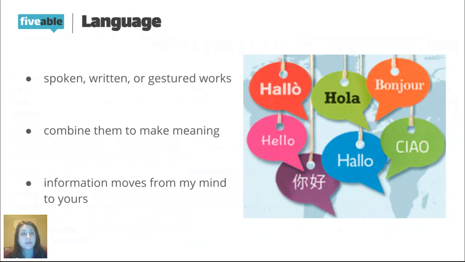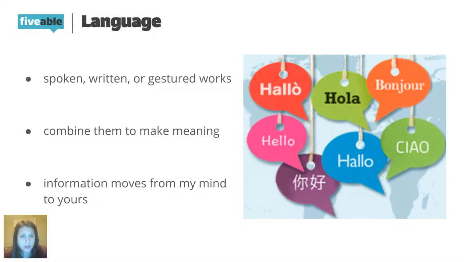And so we combine these words or these gestures into different combinations, and then when I hear those or read those or see those, basically information is moving from your mind to mine. It's actually kind of cool, right? If you think about what language actually is, it's things happening in my head moving to your head and you understanding them through basically sounds or squiggly lines on a paper. So it's kind of a cool concept if you really think about what it is.